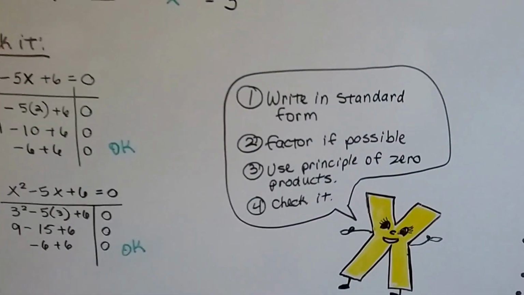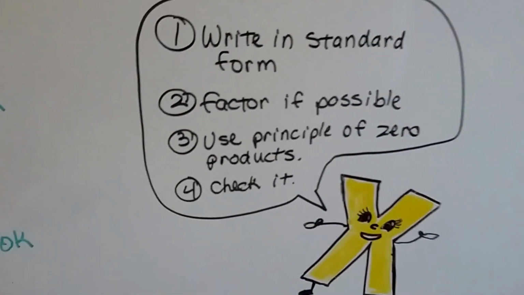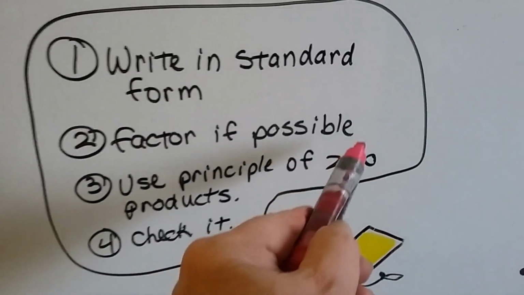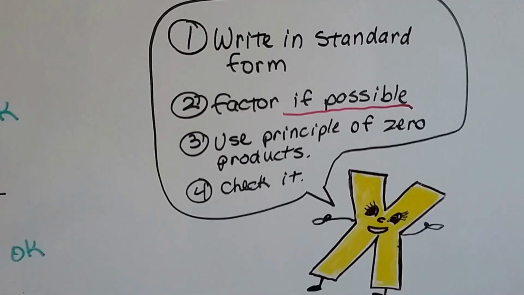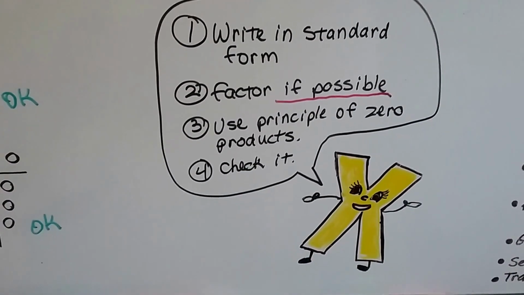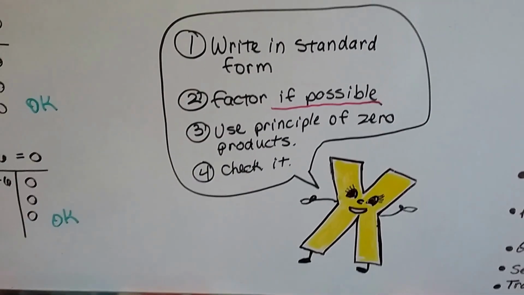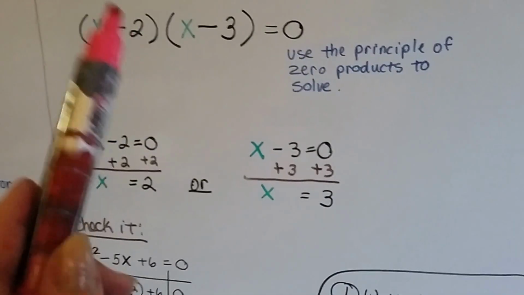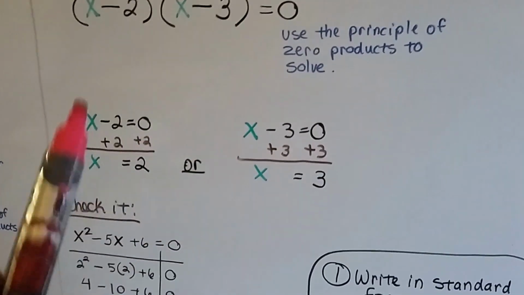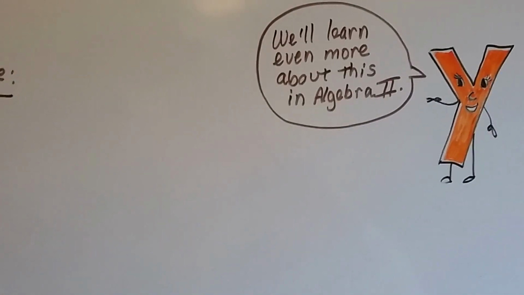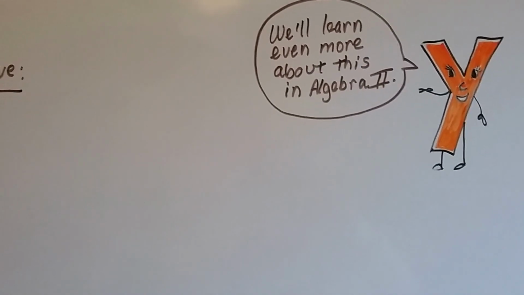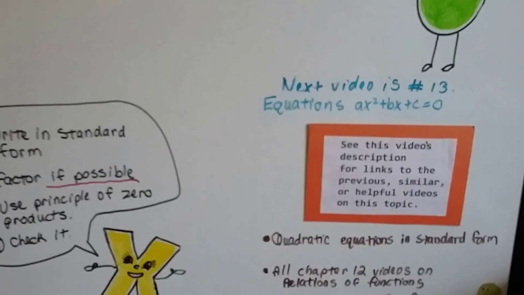All you have to do is write it in standard form, factor if it's possible, because sometimes it's not possible to factor it. So factor it if it's possible, then use the principle of zero products and check it. And just remember, you have to set that to equal 0 and that to equal 0, and then come down like that and check them separately, all right? We're going to actually learn more about this in Algebra 2, so it's kind of nice that you're seeing this, so you're not going to be in such shock when you get to Algebra 2. You'll say, oh, that's familiar.